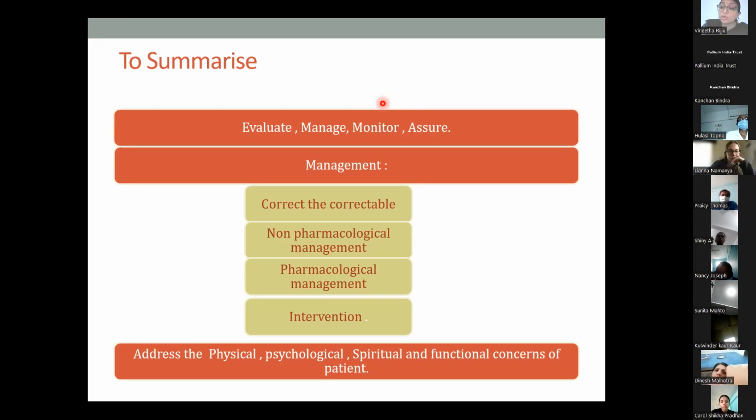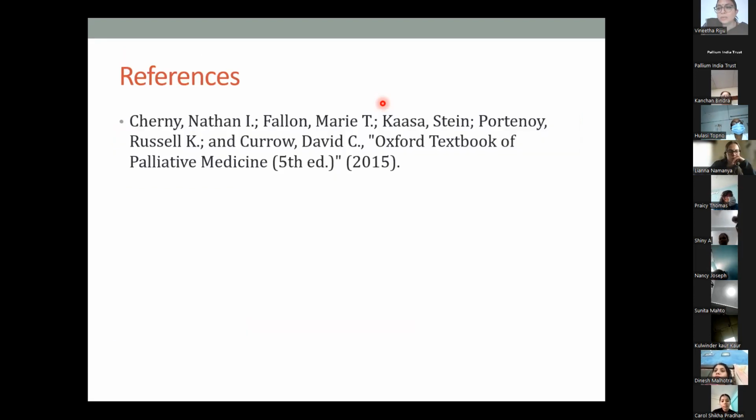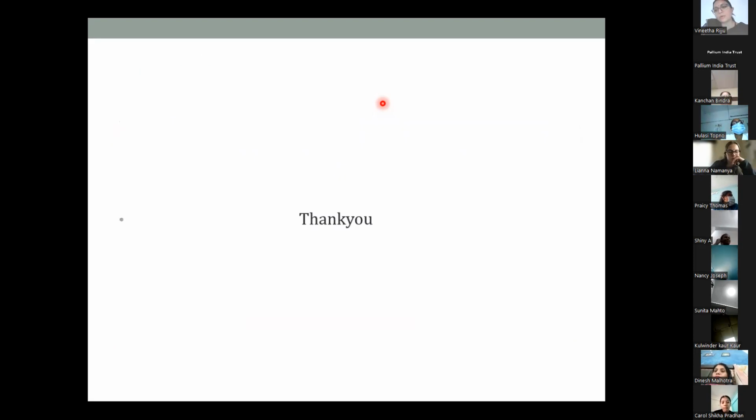And also do not forget, you please also look at the psychological, spiritual, functional factors of the patient, which could be aggravating the vomiting of the patient. Because only if you treat the patient as a whole will you be able to give him a good control of symptoms and a quality of life.